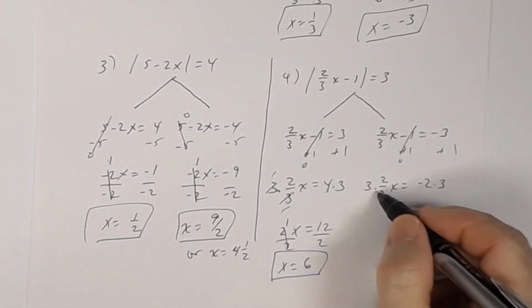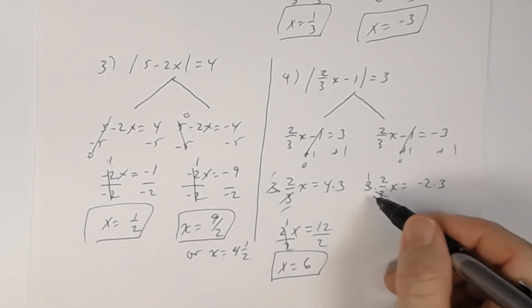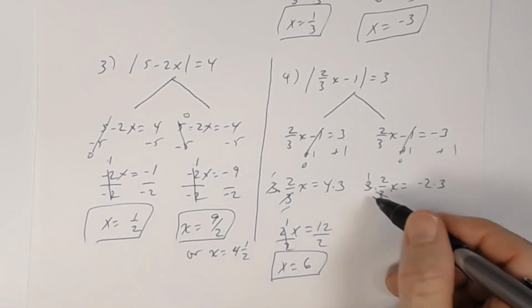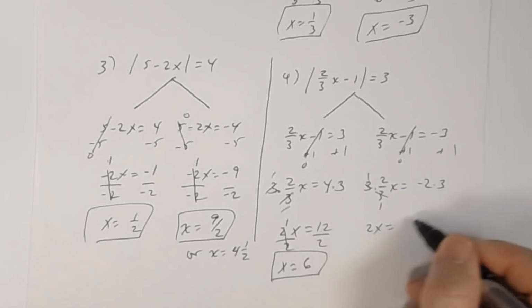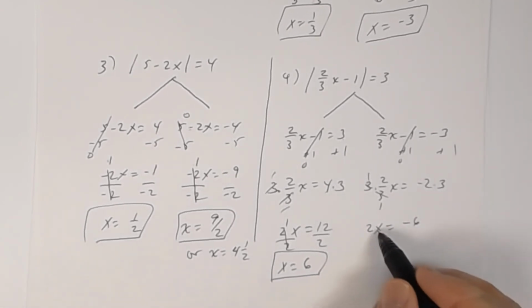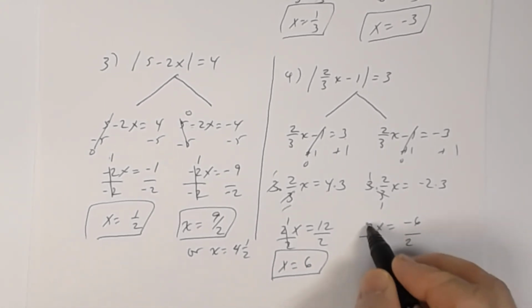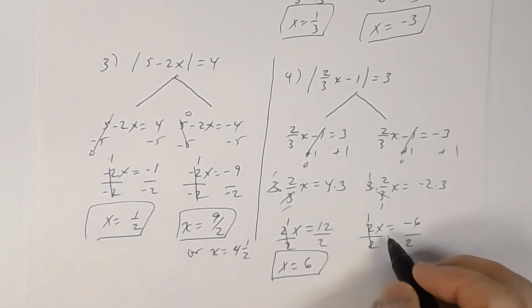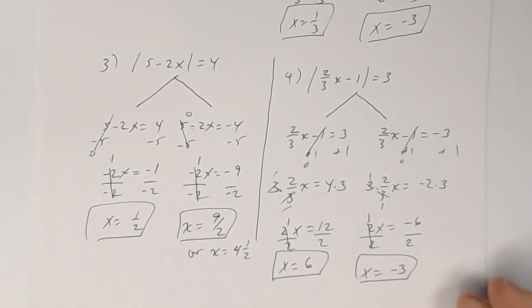Over here, same thing. These divide out. Remember, the whole point of multiplying by the LCD is to get this denominator to be a factor of 1. So 1 times 2 times x is 2x equals negative 2 times 3, which is a negative 6. To get x by itself, right now I'm multiplying by 2. The opposite is to divide by 2. And so 2 divided by 2 is 1. 1 times x is x. So I get x to be a negative 3. And so those are your two solutions.